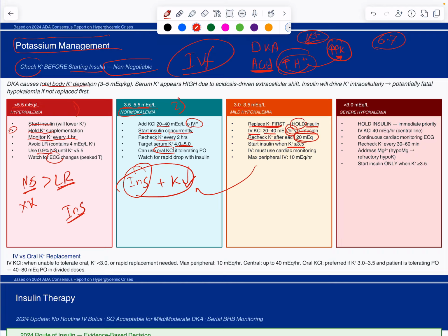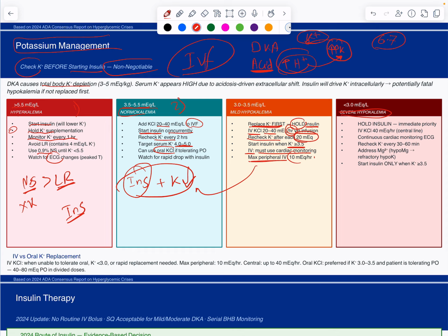And if you are giving IV potassium, if you correct very fast, that can increase the risk of arrhythmias. So this patient will need cardiac monitoring. And the maximum preferred IV dose will be 10 per hour.